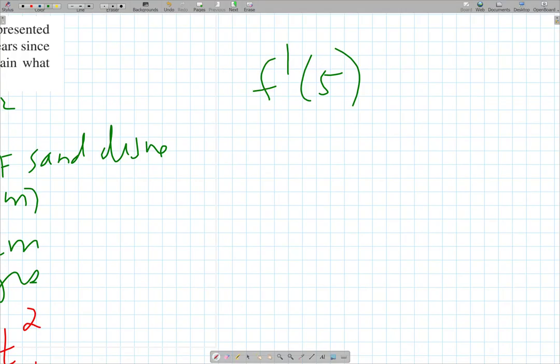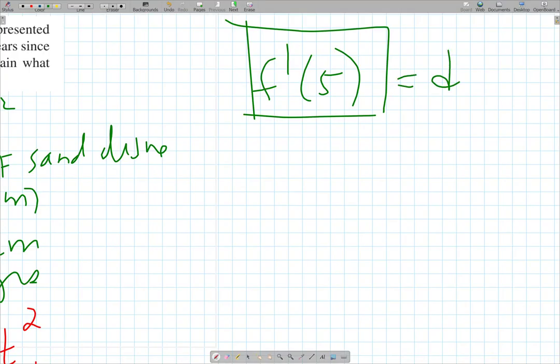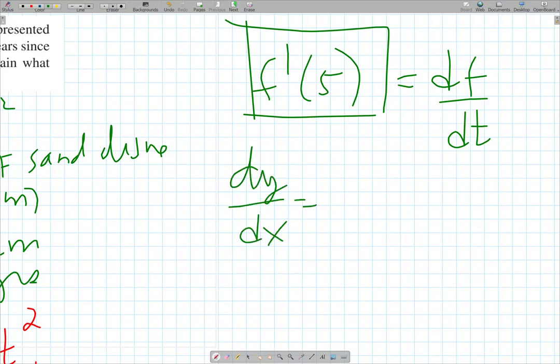Okay, so for example, we are looking for f prime of 5. F prime of 5 is actually df over dt. Let's say dy over dx, that is actually y prime, the first derivative. So since we are looking for f prime, or df over dt, we will just differentiate the given equation.